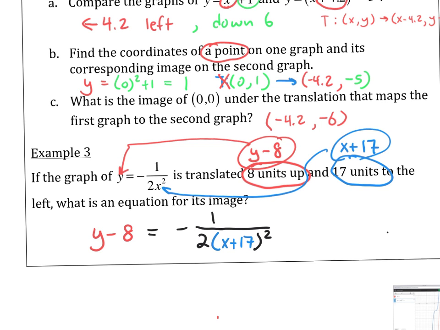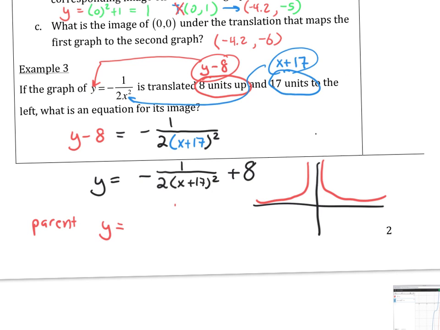Now, I'm going to write this as a function in function form, so I'm going to get y by itself. I'm just going to add the 8 to both sides. So my final result, written in function form, is negative 1 over 2 times (x plus 17) quantity squared plus 8. And remember, this tells me about how things shift. Compared to the original one, I am moving left 17 here, and this one says up 8. And notice I put the plus k on the outside over here.